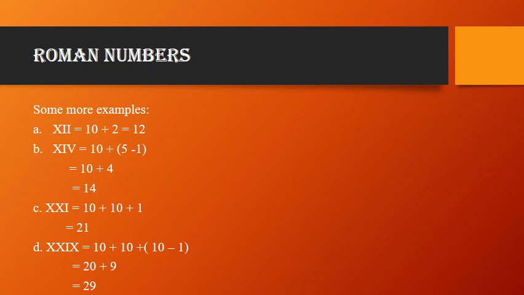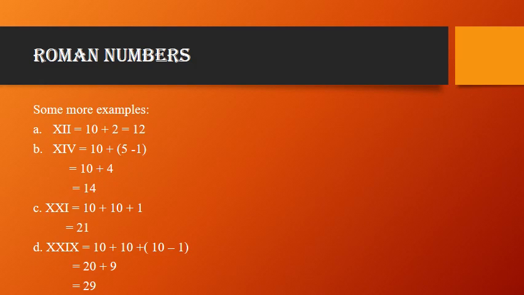So children, here 10 is written as it is, plus for IV, the value of V is 5 and the value of I is 1. So 5 minus 1, that is 4. 10 plus 4, 14. Understood? You only need to take care of that IV. The rule number D applies over here.